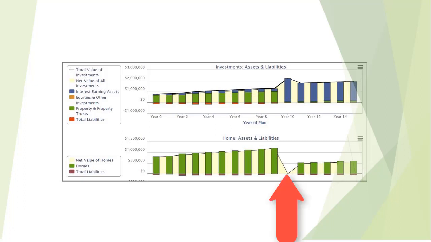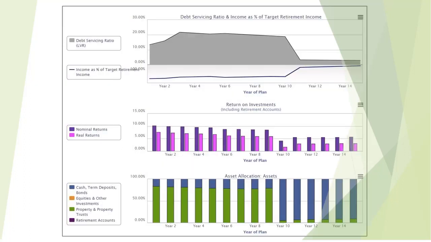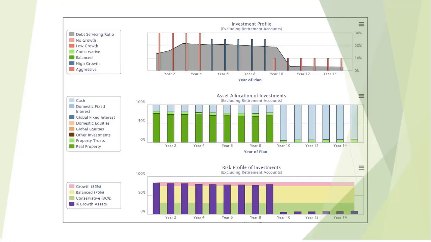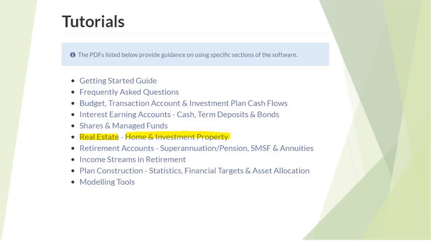Look at the graph view in year 10, where both the home and property were sold and the new properties purchased in year 11. The cash from both sales are sitting in the transaction account at the end of year 10. Thus, for a brief moment, the money to be used to purchase home 2 is listed in the investments. Debt servicing ratio and return on investments for all assets are included. The asset allocation, investment profile, asset allocation of investments and risk profile are all displayed. For more detailed explanation, refer to your tutorial.